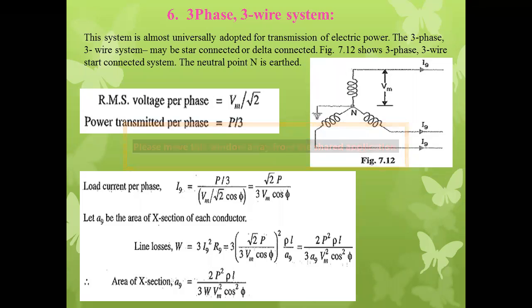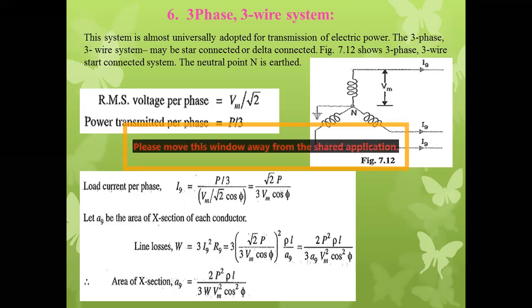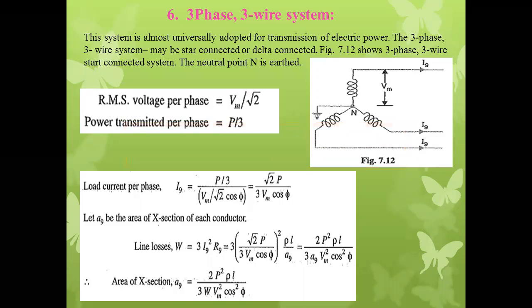In a similar fashion we have to find the load current. Per-phase load current we have to find, which means we have to consider the per-phase power transmitted and per-phase voltage. Remember that the RMS voltage value we have to consider over here. The per-phase power transmitted will be P by 3, and the voltage per phase is Vm by root 2. So to find the load current, from the active power formula, P equal to V I cos phi.